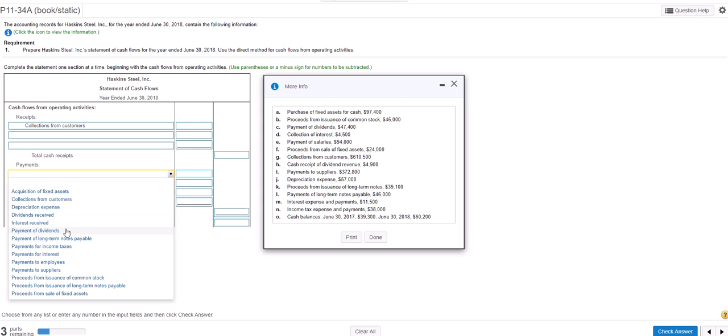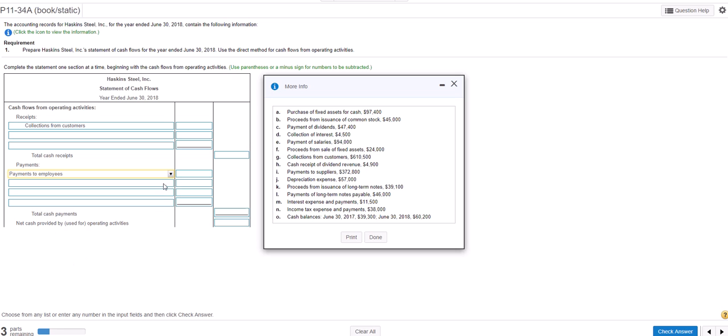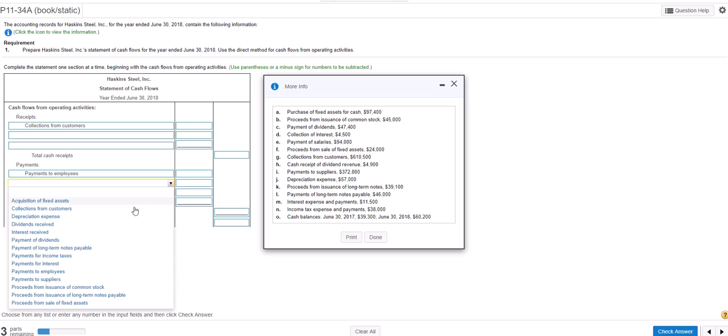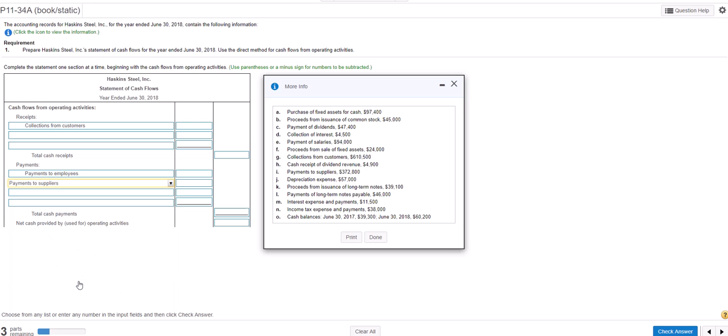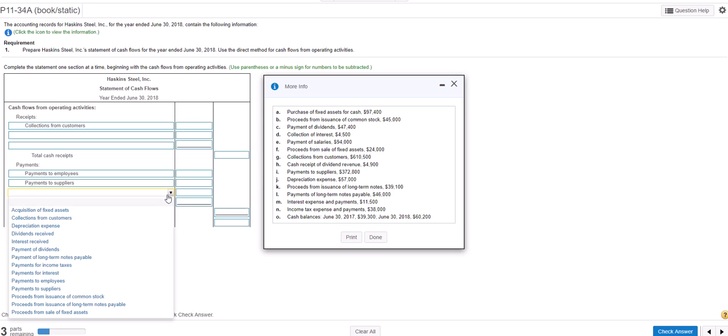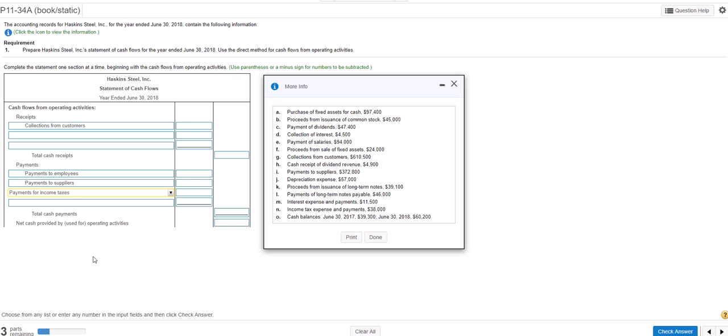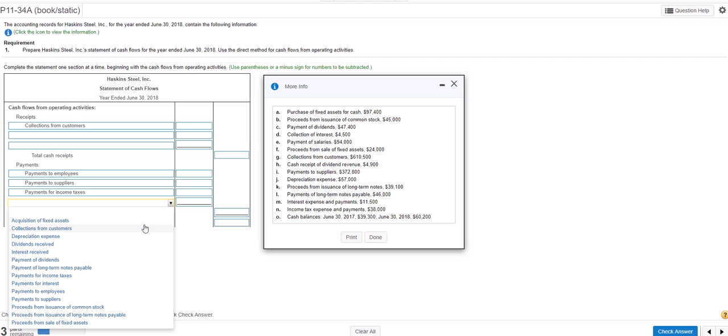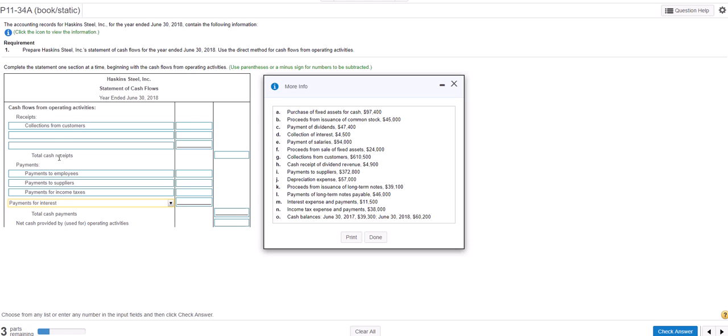In other words, is paying dividends a normal part of our operating business? Likely not, right? But what would be payment to employees, even payment to suppliers, right? Those are normal things that we do. Now, income taxes is also just part of what we do as a business. And also when we pay interest, right? Those are all things we do in an operating business.